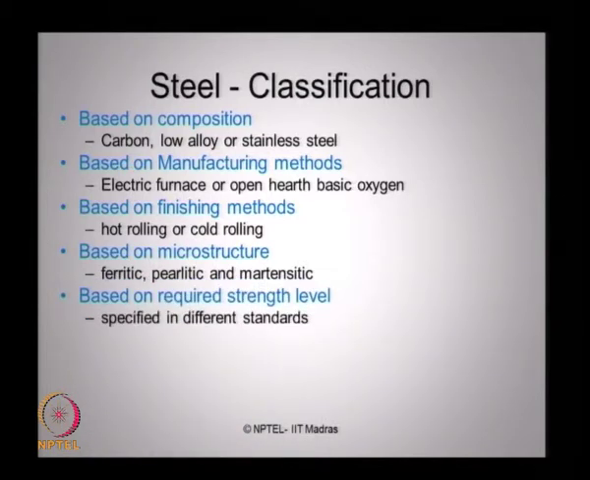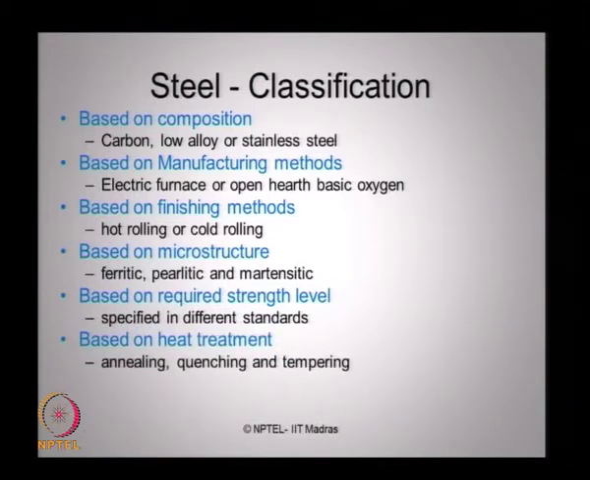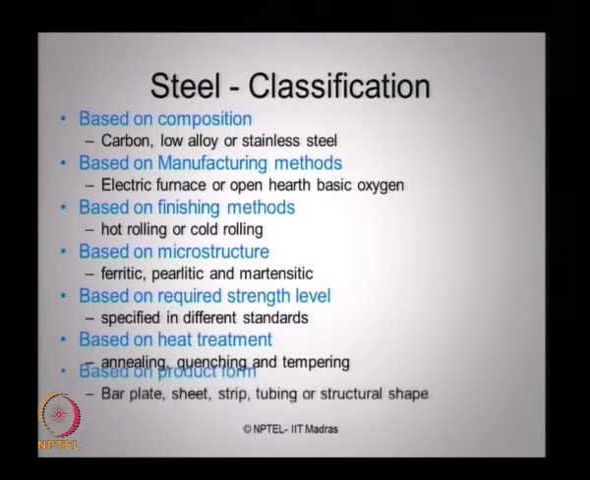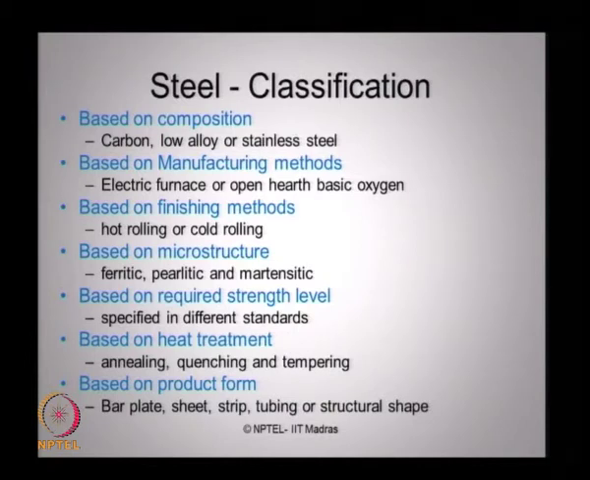Based on required strength level specified in different standards, we can classify steel for application. Of course, based on heat treatment like annealing, quenching and tempering, we can classify steel. And very commonly, steel is also classified based on the product form as bars, plates, sheets, strips, tubes or any other structural shape which are very commonly used for marine applications.